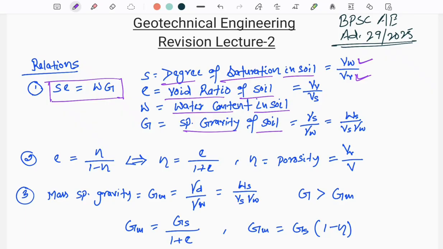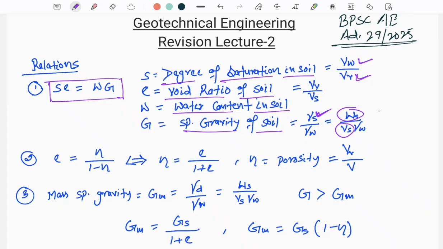Third one is the water content. There are so many methods to determine water content, we will discuss in a later phase. And G is the specific gravity. As you know, the specific gravity is nothing but the weight density of solid divided by weight density of any standard fluid, that is water at 4 degrees centigrade. Weight density is weight per unit volume. So weight of solid divided by volume of solid, that is the weight density of the soil. So this is the specific gravity.